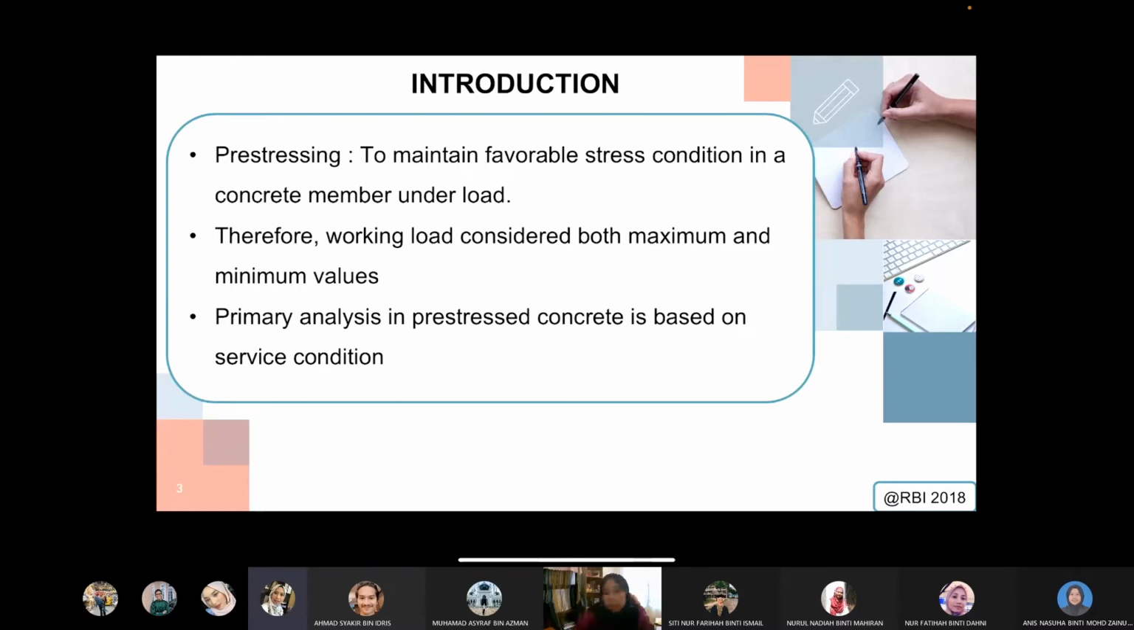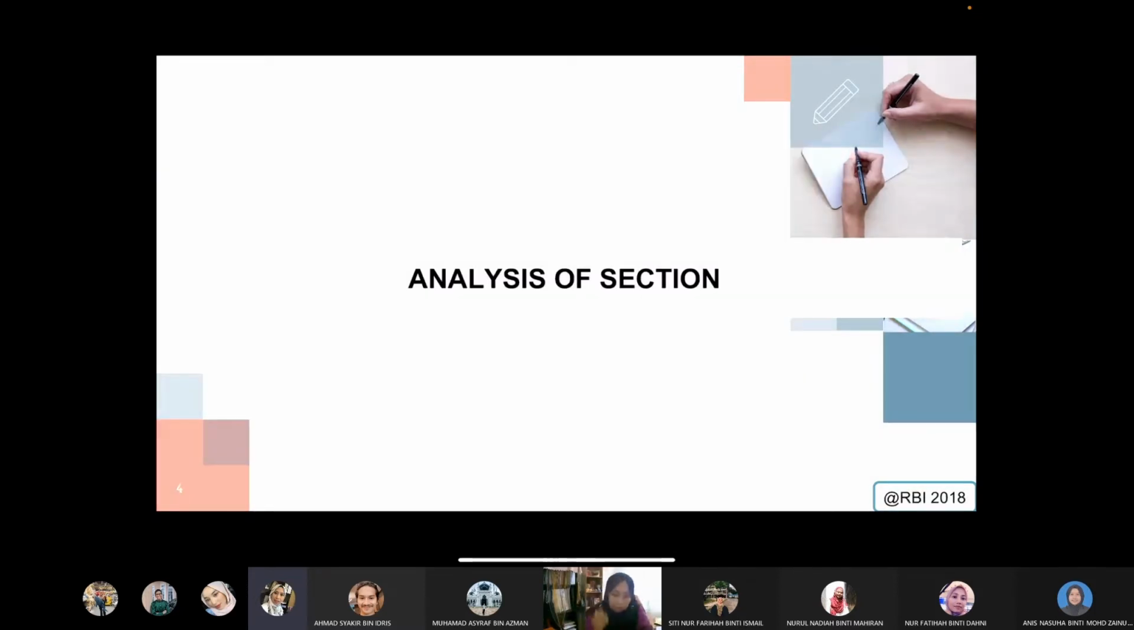Therefore, working load considers both maximum and minimum values. All right, so there must be a range. Normally for pre-stress design, you always play around with the range. You have what will be the maximum, what will be the minimum. It cannot go lesser than the minimum, it cannot go bigger than the maximum. Okay, and primary analysis in pre-stress is based on service conditions. So always remember, it is for service conditions, where you have applied the load.